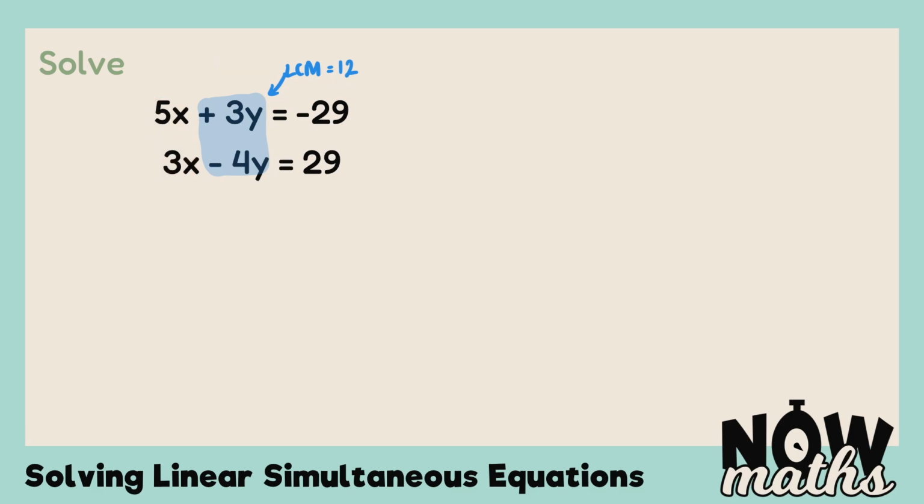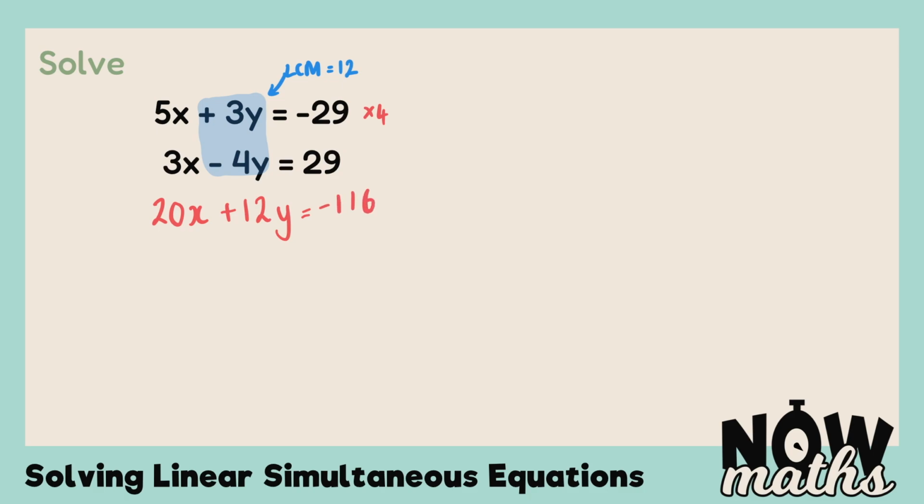So looking at the first equation, if we want to make our 3y into 12y, we're going to have to multiply the equation by 4. So multiplying by 4, 5x multiplied by 4 is 20x. Then 3y multiplied by 4 is 12y. And -29 multiplied by 4 is -116.